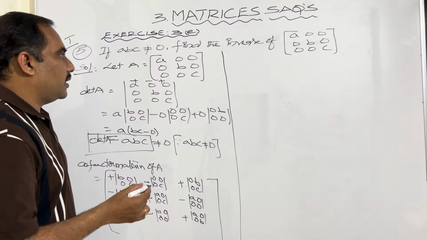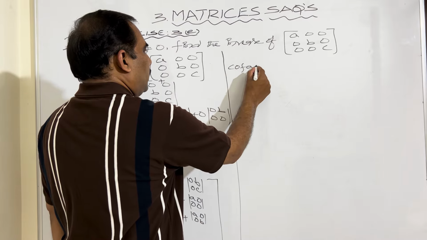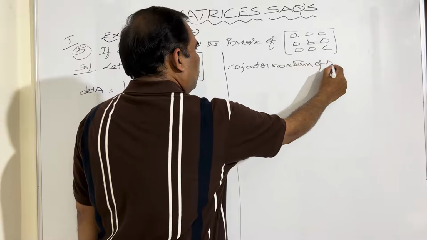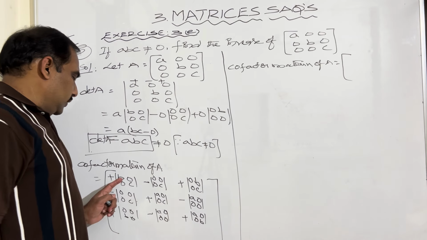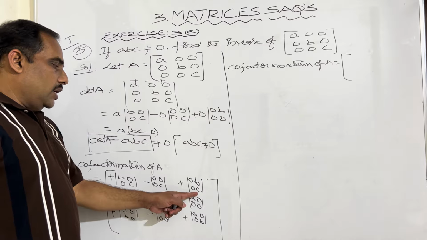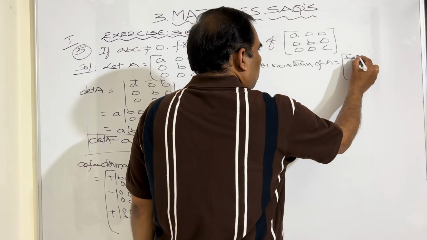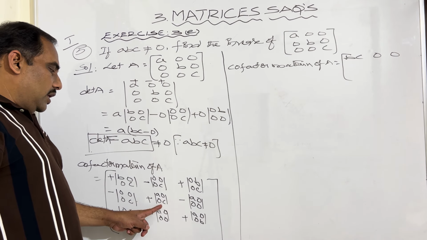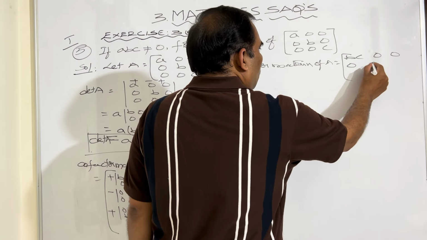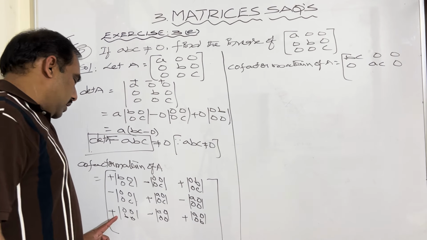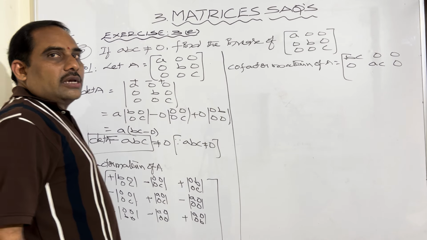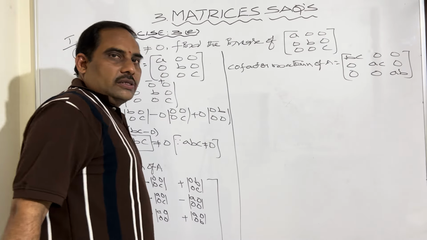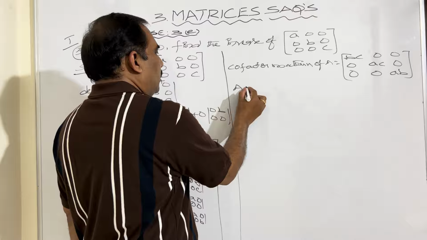So we get the cofactor matrix of A. See, this is BC, and here 0 and 0. If you observe here, this is 0 and here AC, then 0. And again 0 and 0, we get AB. So 0, 0, AB we get. So this is the cofactor matrix of A. But what is the adjoint of A?